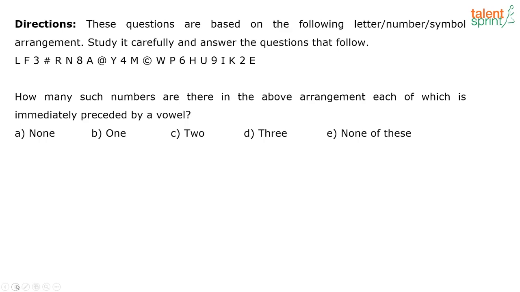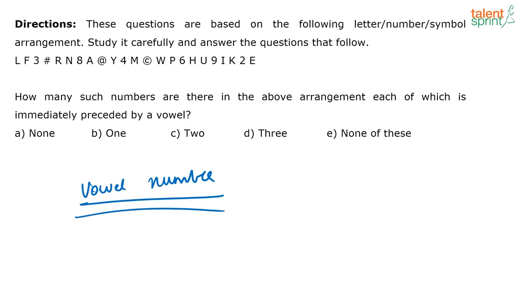How many such numbers are there in the above arrangement, each of which is immediately preceded by a vowel? So there has to be a number, and before the number there has to be a vowel. Just check where this combination of a number and a vowel is coming together. Here 8, but it is not preceded by a vowel. 4, before 4 you have Y. 6, P, no. 9, U, yes, here you have a number, and before the number there is a vowel U. So the correct answer here is 1. There is only one such combination, so the correct answer is option B.